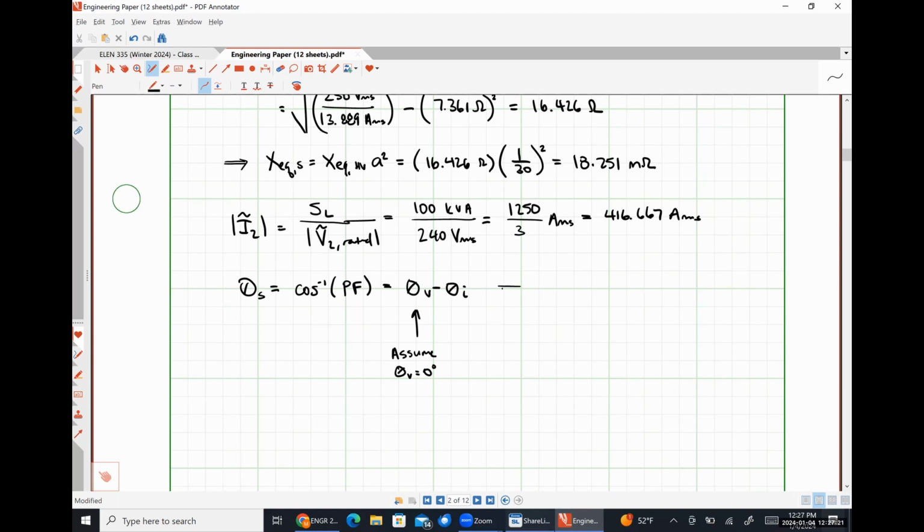So putting this together, we can say that theta I is effectively equal to negative theta S, or negative the inverse cosine of our power factor.